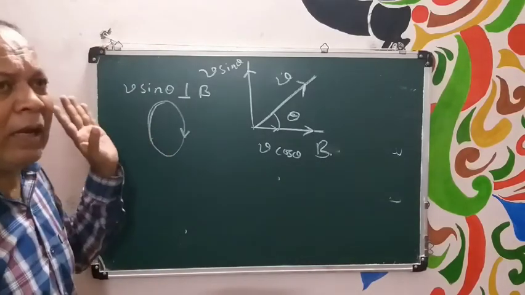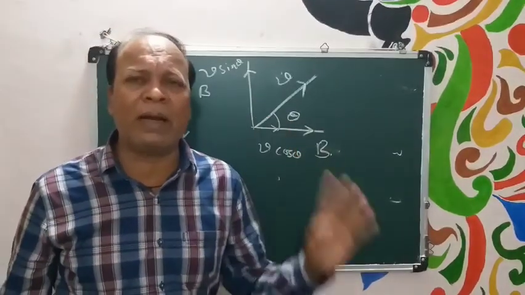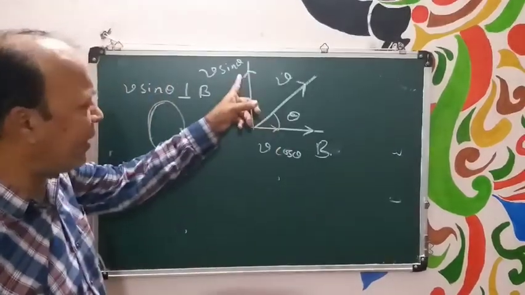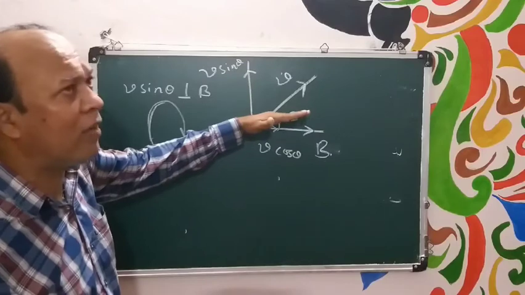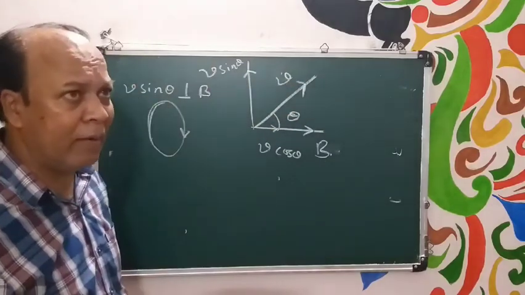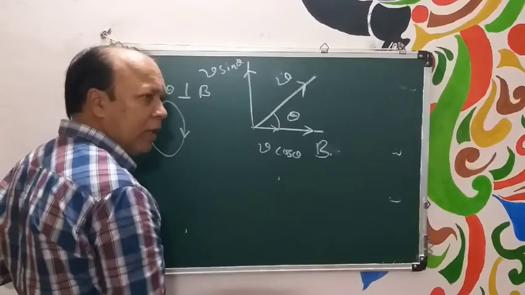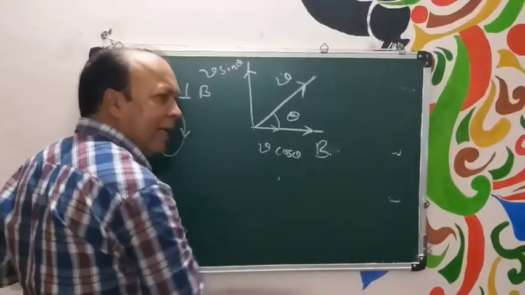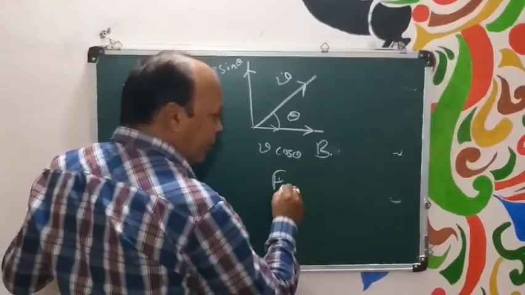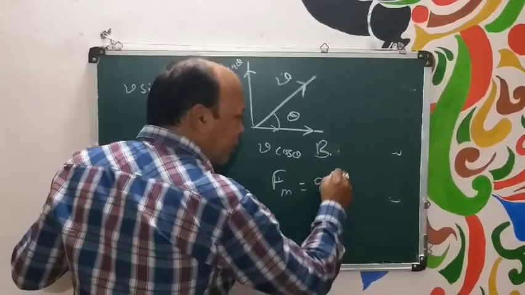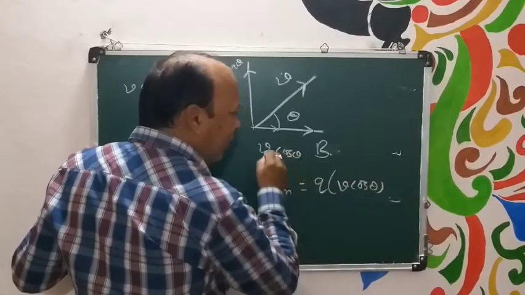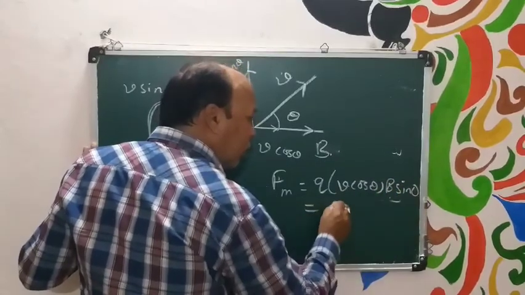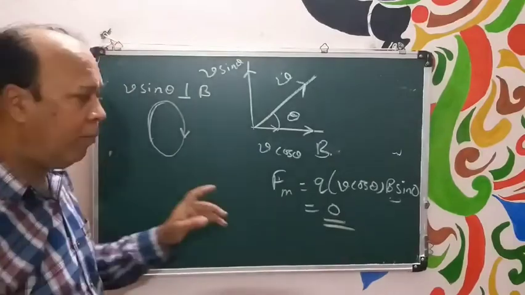We have just seen that if a charged particle enters normal to the magnetic field, then its trajectory is circular. So this V sin theta component will tend to move the charged particle in a circular track. Clear? What about V cos theta? There is one more component, V cos theta, acting in the direction of B. So here F is equal to q V cos theta B sin 0, because the angle between V cos theta and B is 0. So this force should be equal to 0. Clear? Because sin 0 is 0.